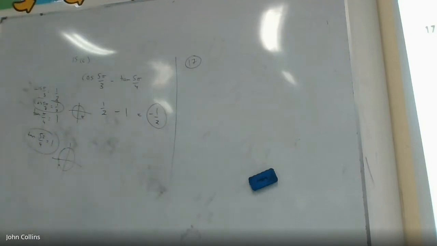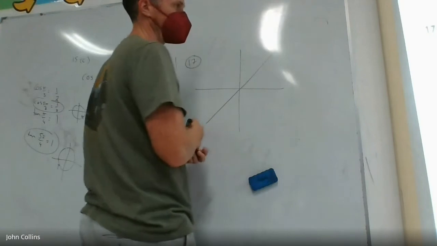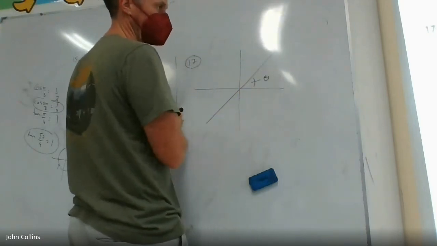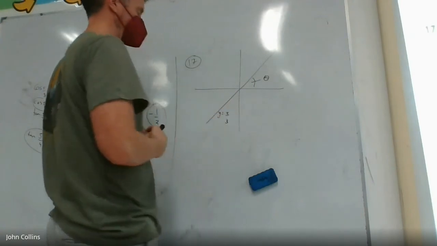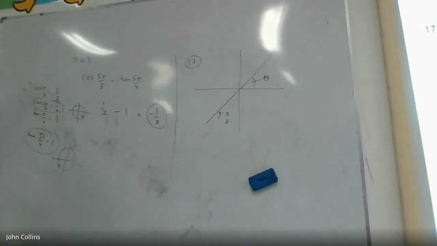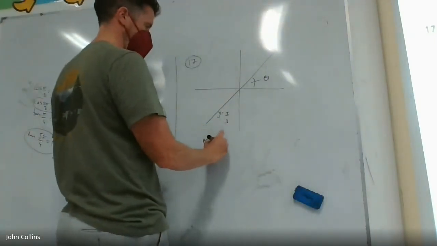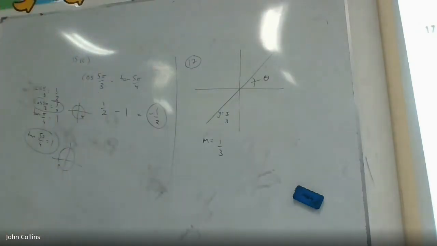Find gradients, the measure of theta. Okay, so the first one we have a line that goes through the origin, we've got theta here, and we've got y is equal to x over 3 as our equation. Okay, that means the slope of that line is 1 over 3, isn't it? I think, or 1 goes up 3. Okay.